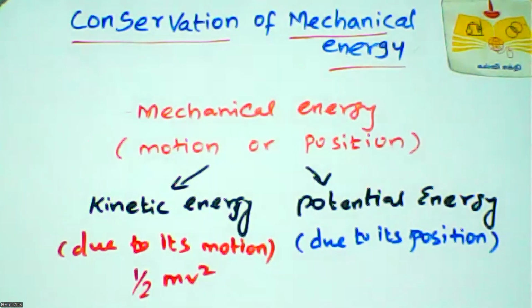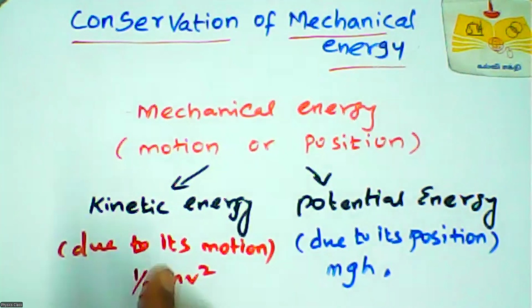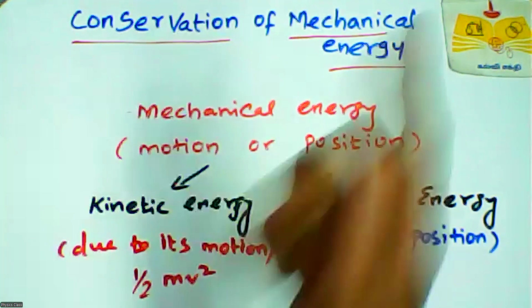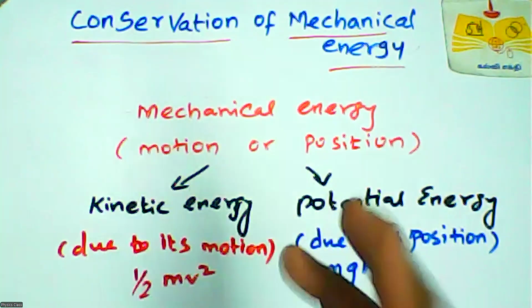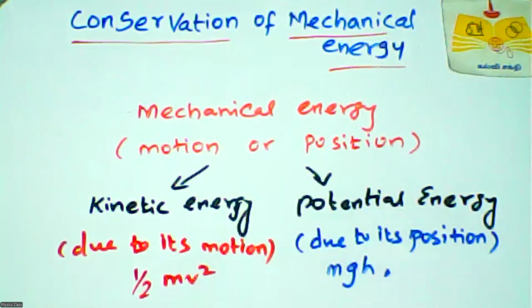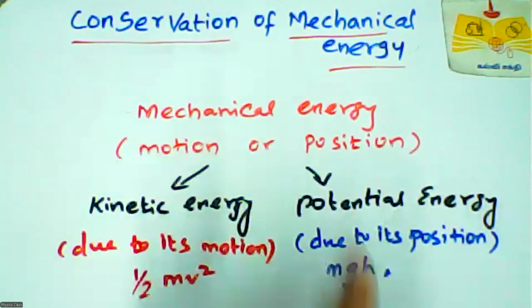So, what is the formula of potential energy? That is mgh. Here m is the mass of the object, g is the acceleration due to gravity, and importantly, h is the height of the object from the ground. This is a very simple, neat formula for that type of energy.